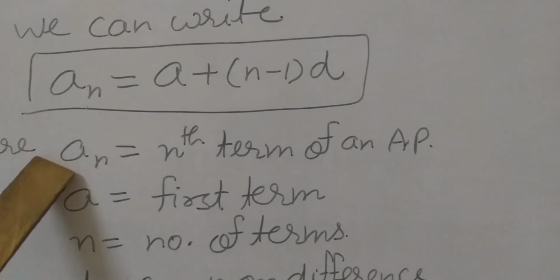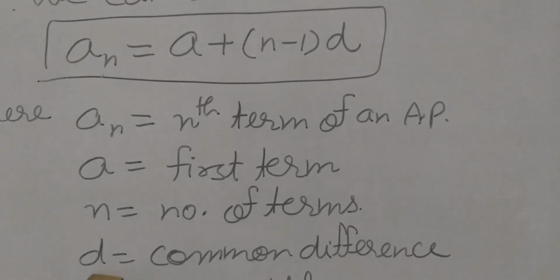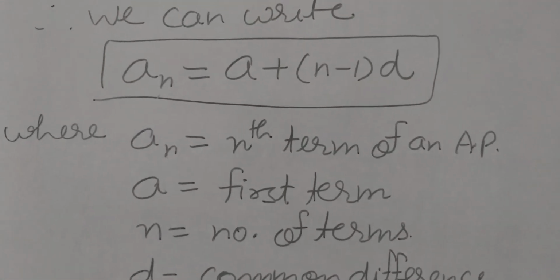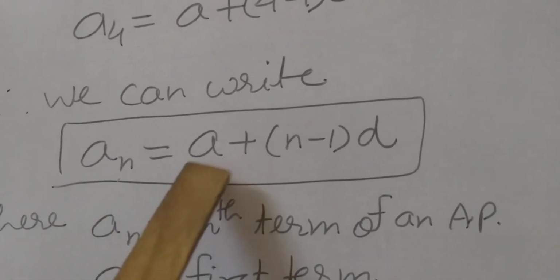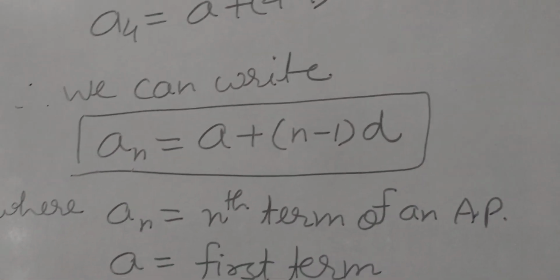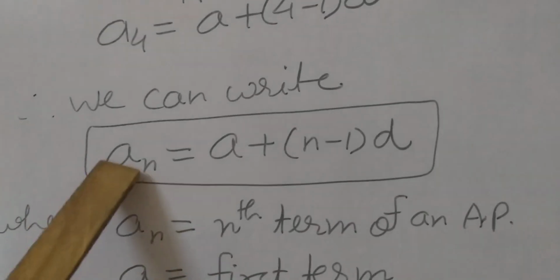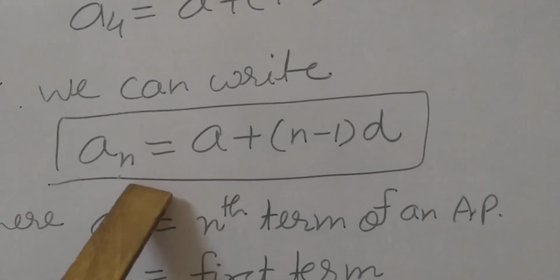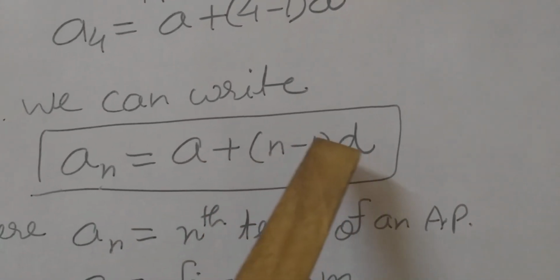Students, these are 4: An, A, n and D. So if we know A and D, we can easily get An, the nth term. So this formula is there to get the nth term. An equals A plus (n minus 1)D. Suppose I am going to find the fifth term. So A5 equals A plus (5 minus 1)D. For n we have to put 5 because n is the number of the term. So A5 equals A plus 4D.